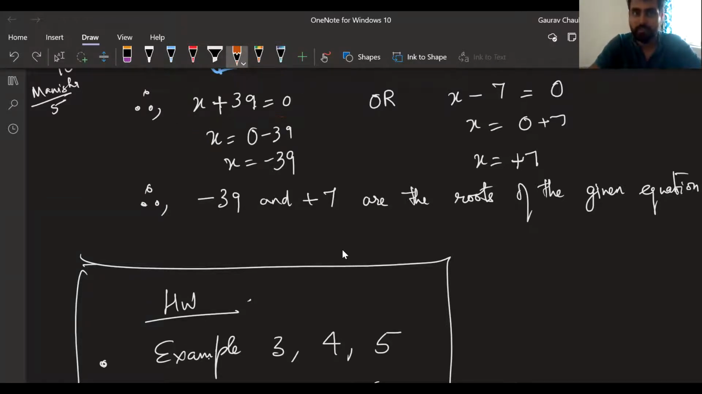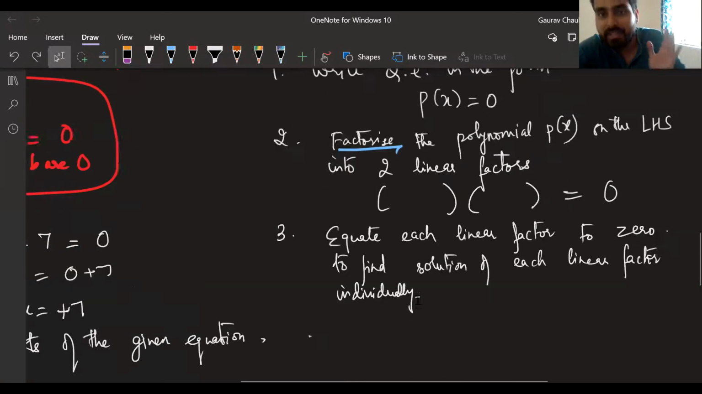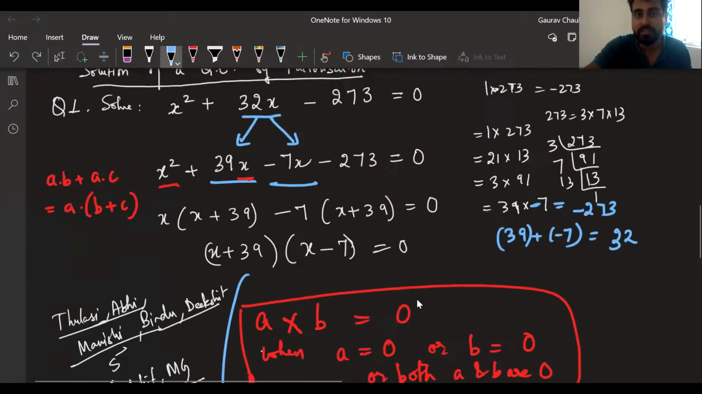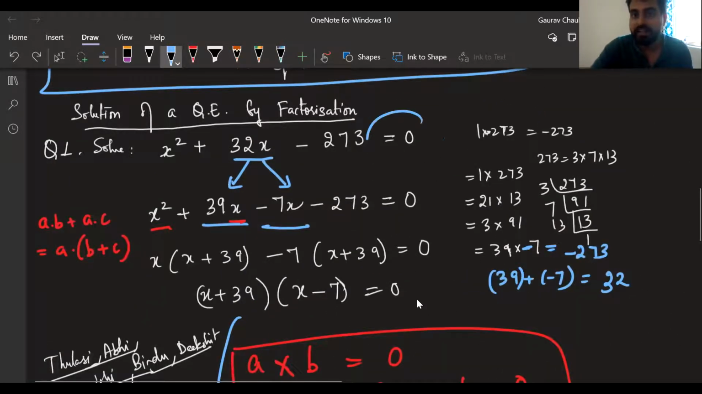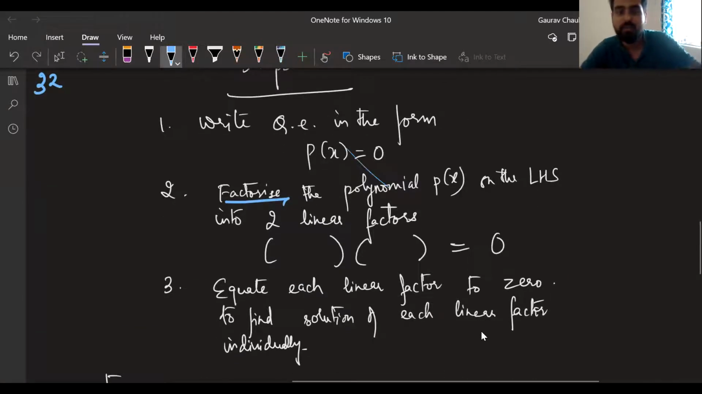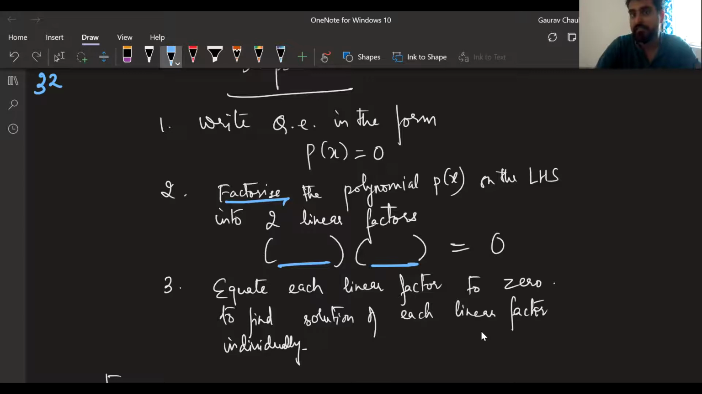Nothing else. So then we wrote down the steps, and I'm going to recap the steps again. Sometimes I will not get a quadratic equation like this. My right hand side might not be 0. I have to make my right hand side 0. I have to take everything to the left hand side. So write the quadratic equation in the form p of x equal to 0. That's my first step. Right hand side you make 0. Then you factorize the LHS into two linear terms, one into another.